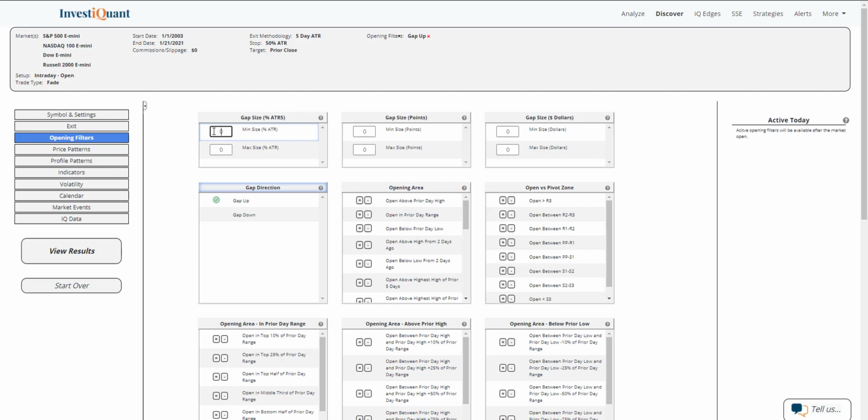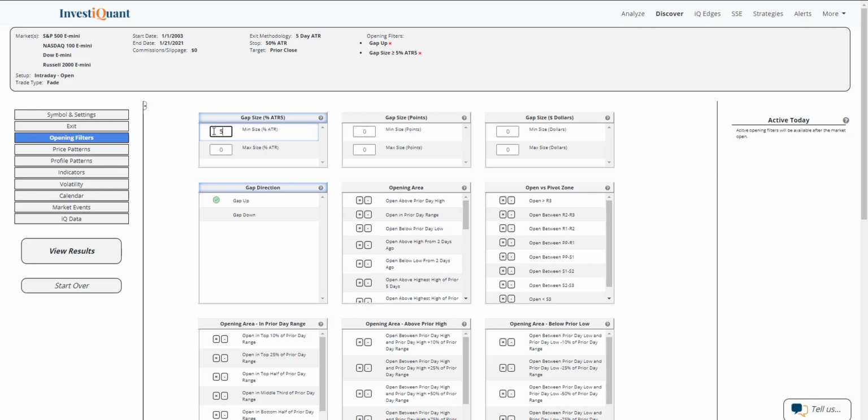I'm going to put 5% in there. And what that's going to do is just get rid of some of the smallest gaps historically, and some of them that aren't necessarily tradable or worth looking at. They can sometimes just skew win rates up when it's really not something you would even trade. So 5% of the 5-day ATR right now is about 2.25 points or so. So it's going to get rid of some of the smaller gaps historically.